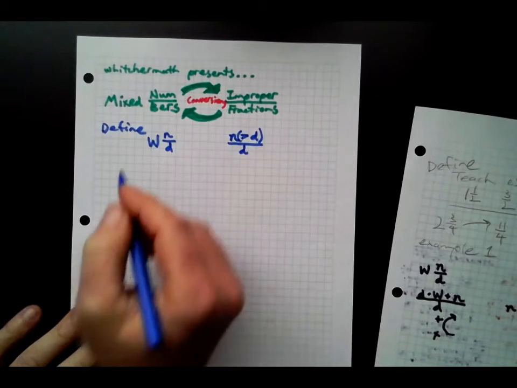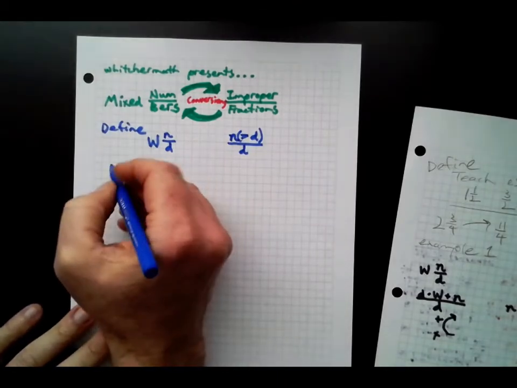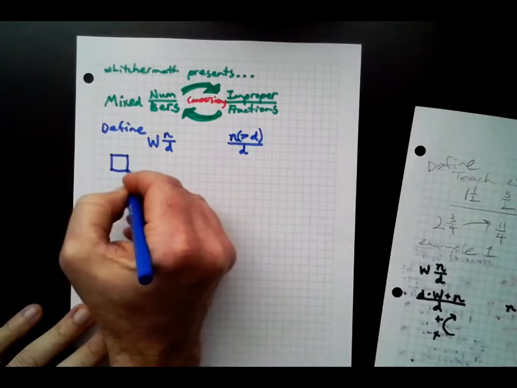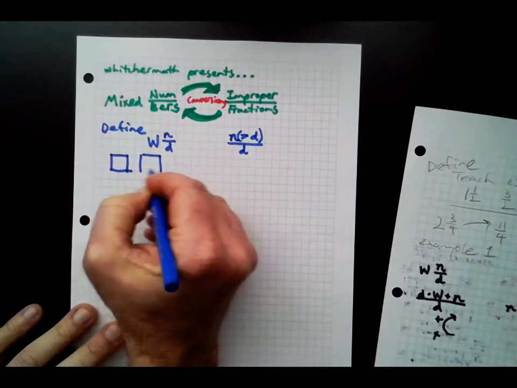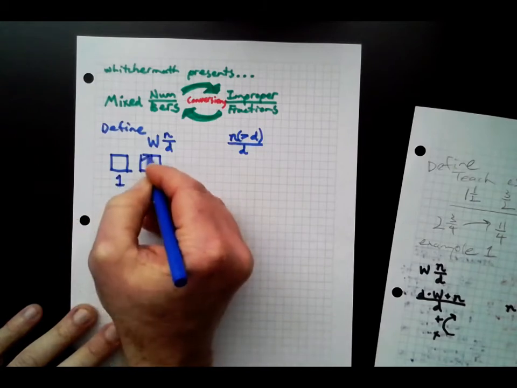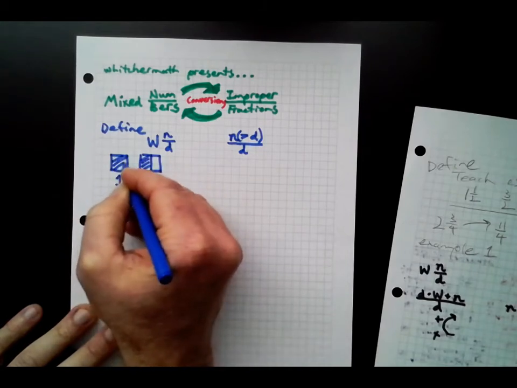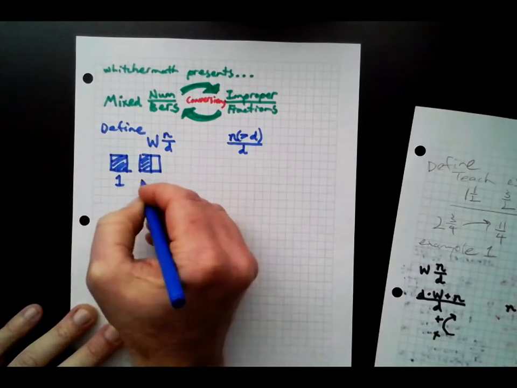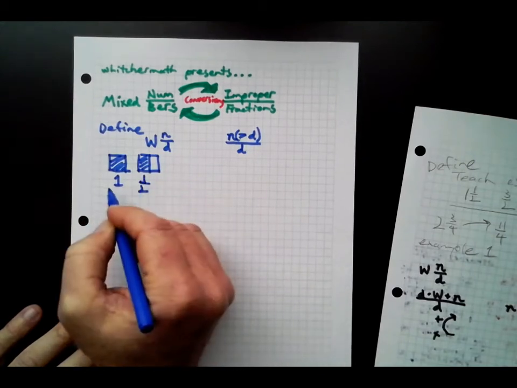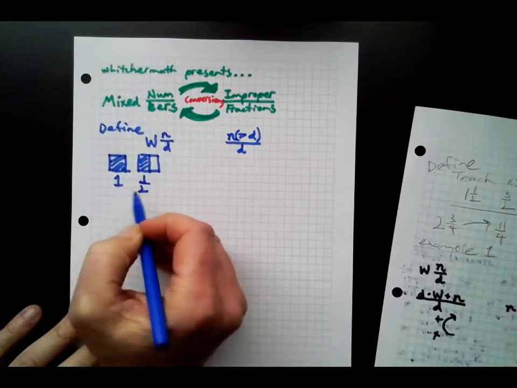Okay, let's start with something we can all agree upon. Here is a picture. Here's a whole number, one square, and then here's 1/2 of another square. So this picture represents the mixed number 1 and 1/2.